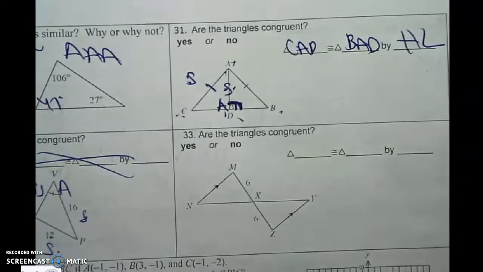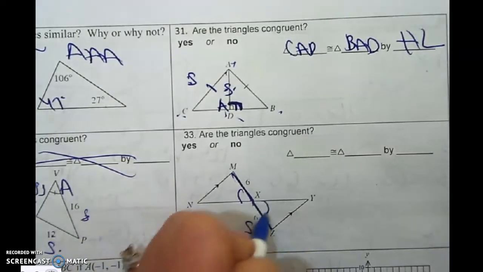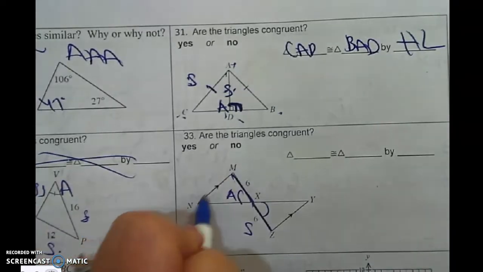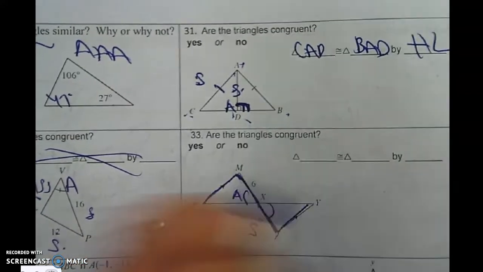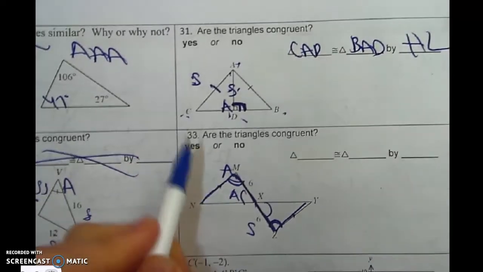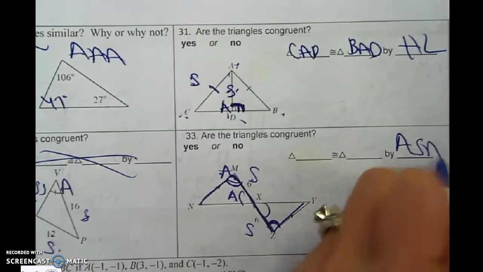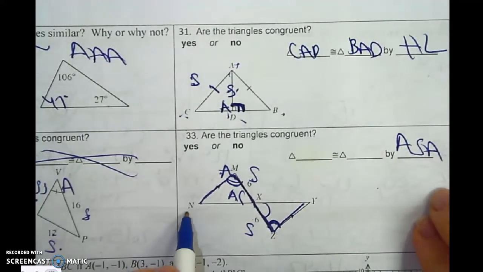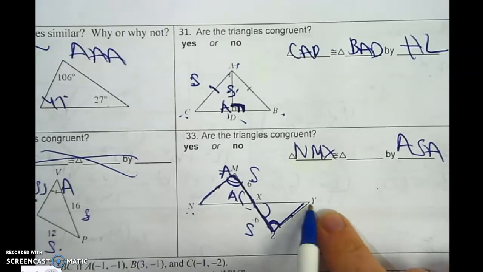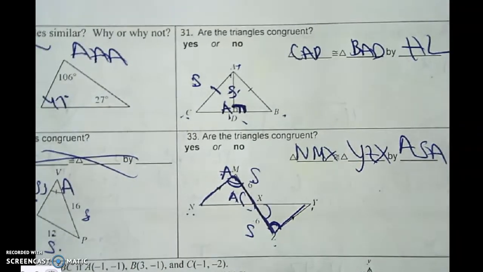All right. Are the triangles congruent? Let's see. This is congruent to this, so that's a side. This is an angle. And this is a hard one. Based on alternate interior angles, this is congruent to this. So that means that's an A. So we have A, S, A. That's a hard one. So we're going to say NMX, because I feel like starting with that, MX, is the same as YZX. Okay, just be careful. It's going to be easy to trick those.